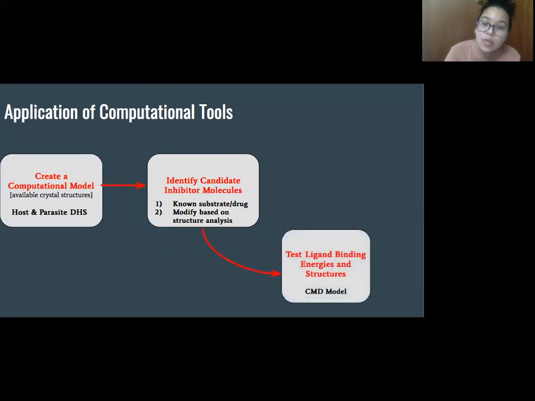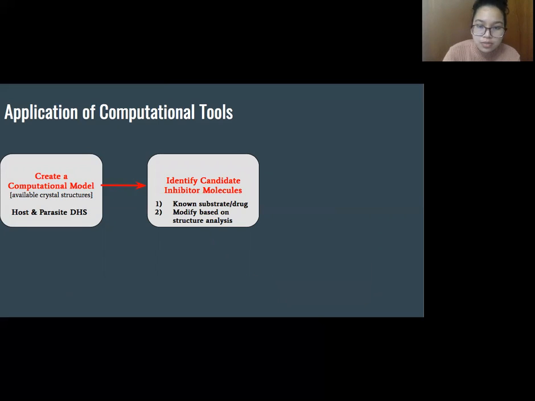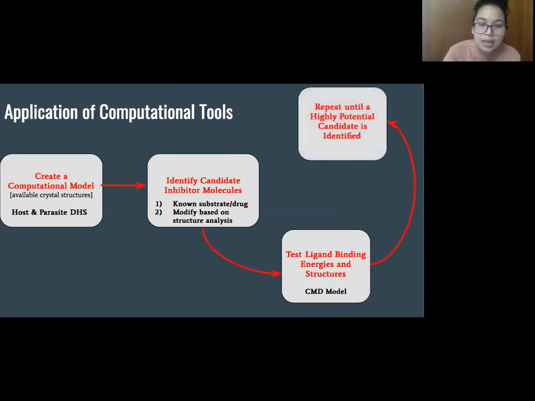And then the next step would be to test the binding affinity of these test molecules. By testing the ligand binding energy and structures, we are able to see whether or not it will strongly bind to, again, the parasite DHS, and have none or negligible binding to the human DHS. And then we would keep repeating until a highly potential candidate is identified.